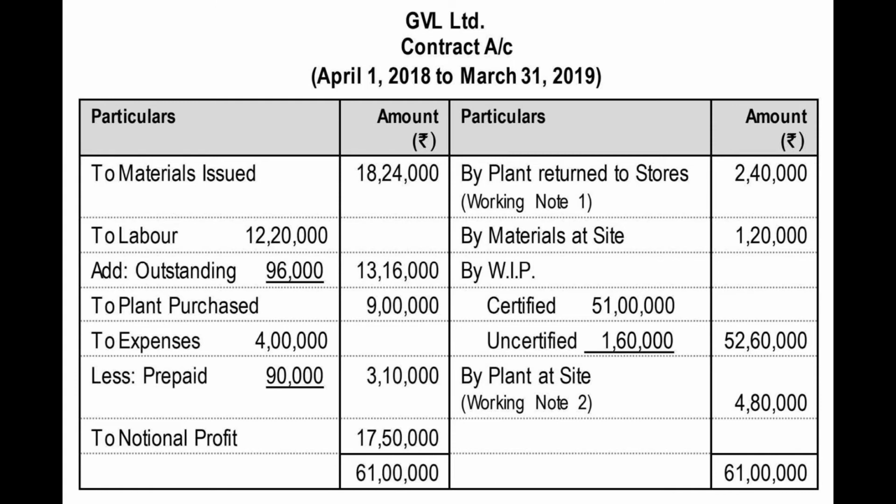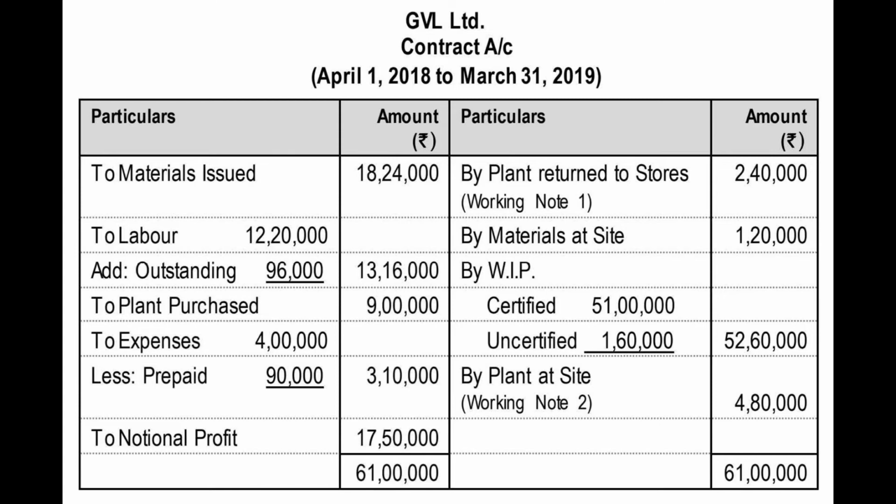So notionally we have to arrive at the profit. Out of notional profit, based on work completion, we have to transfer the profit to profit and loss account. That is the reason why we are arriving at notional profit here. So notional profit is nothing but here 17,50,000.